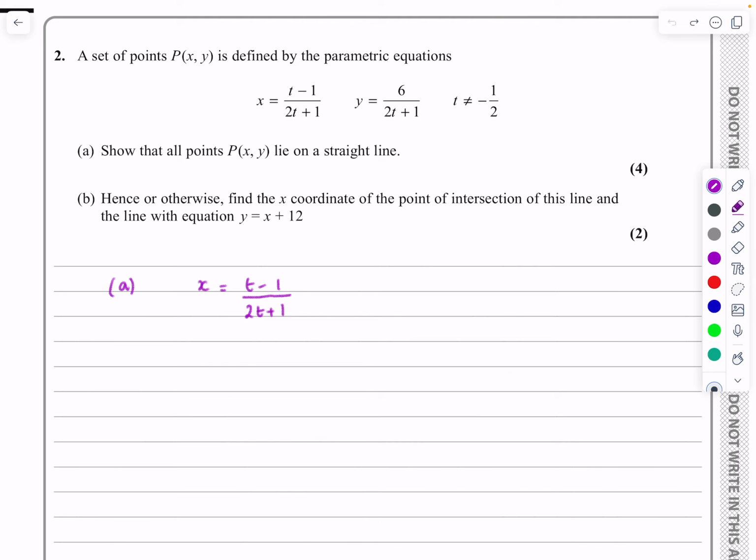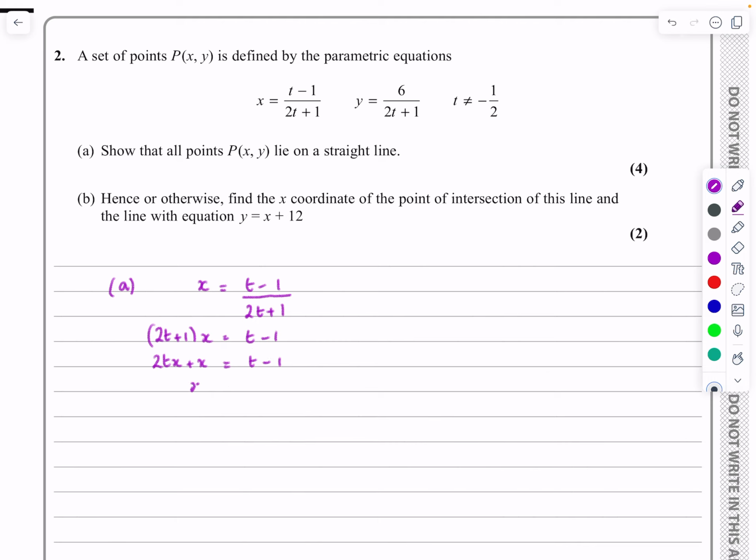But if I'm going to do this first step then, what I need to do, multiply both sides by 2t plus 1. I'm going to end up with 2t plus 1 x equals t minus 1. Multiply out that bracket. 2tx plus x is equal to t minus 1. And then I want to get the t's on one side and the x's on the other. I'm going to take this one over to that side and take that one over to the other side.